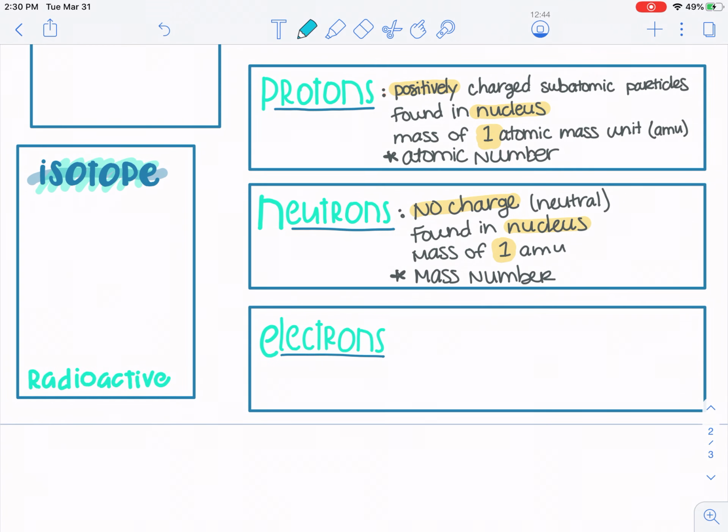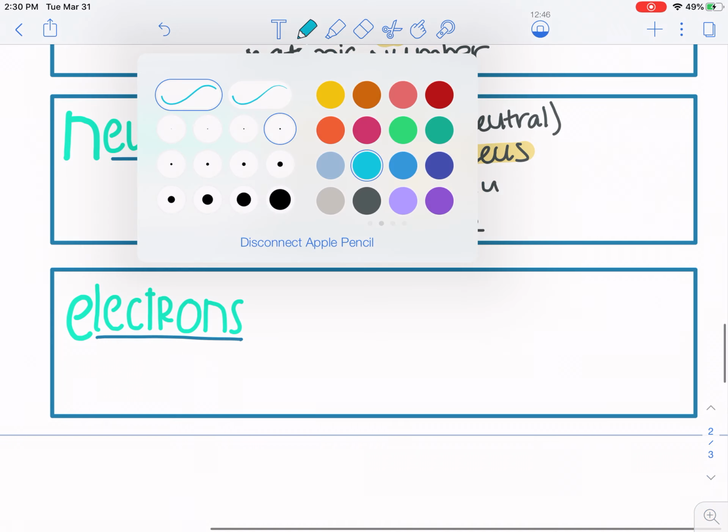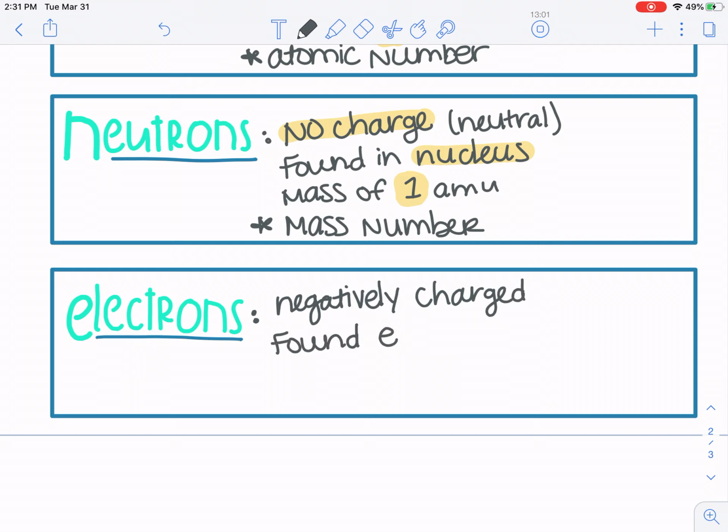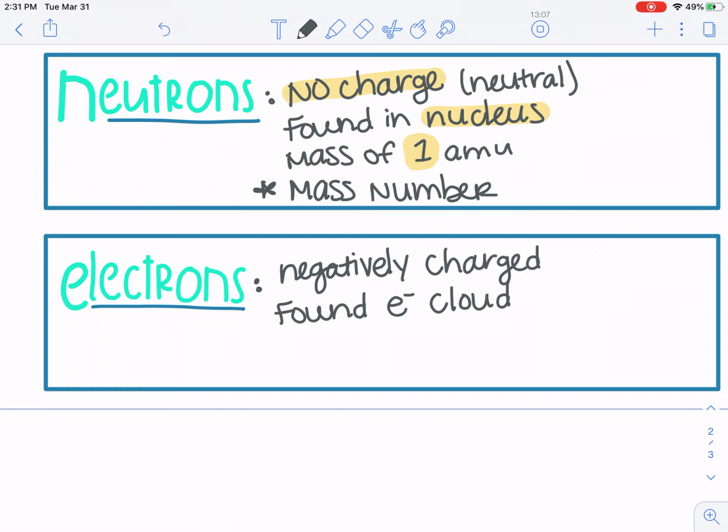Our third subatomic particle is the electron. Electrons have a negative charge. They're negatively charged. They are not found in the nucleus. They are found in the electron cloud, which we will describe more about later.